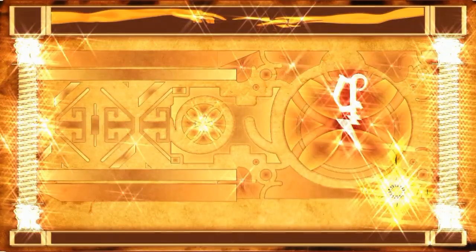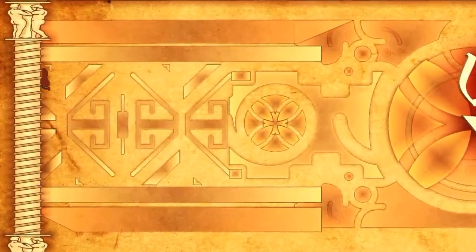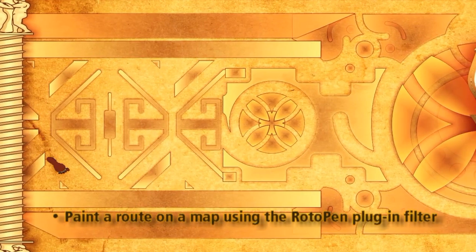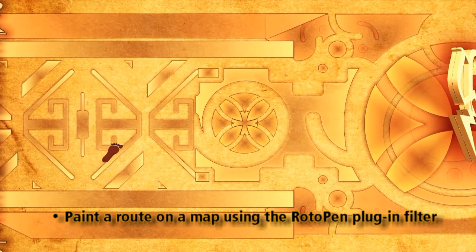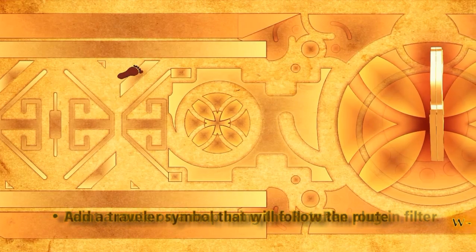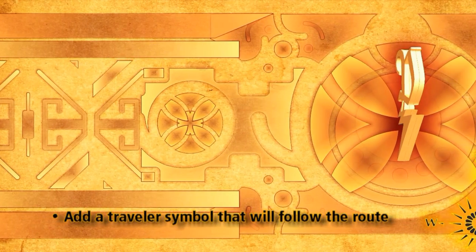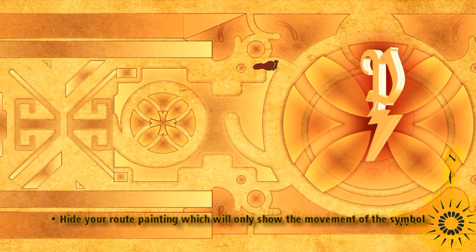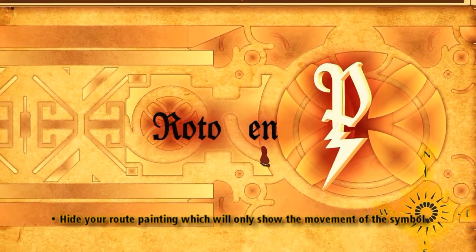In this video tutorial, you will learn how to paint a route on a map using the RotoPen plugin filter, add a traveler symbol that will follow the route, hide the route painting, which will only show the movement of the symbol.